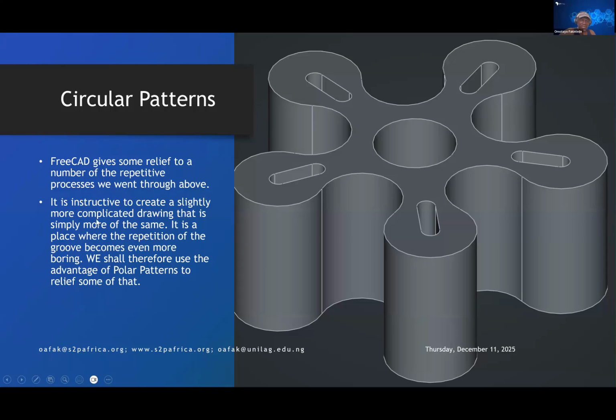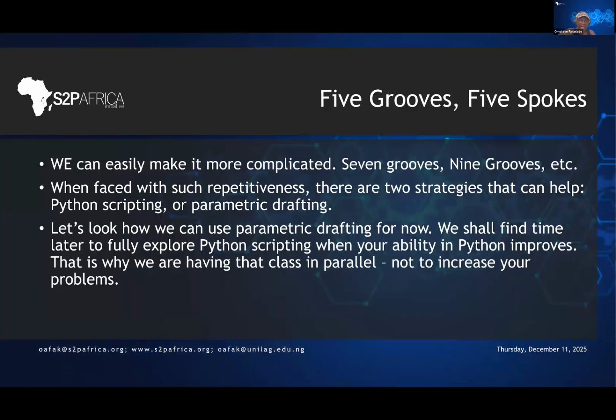It is instructive to create a slightly more complicated drawing that is simply more of the same. It is a place where the repetition of the groove, I want to say slot here, becomes even more boring. We shall therefore use the advantage of polar patterns to relieve some of that. We can easily make it more complicated, 7 groups, 9 groups.